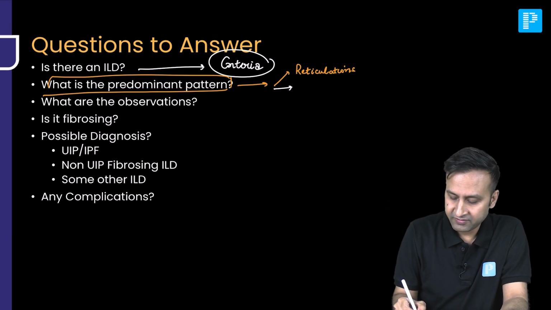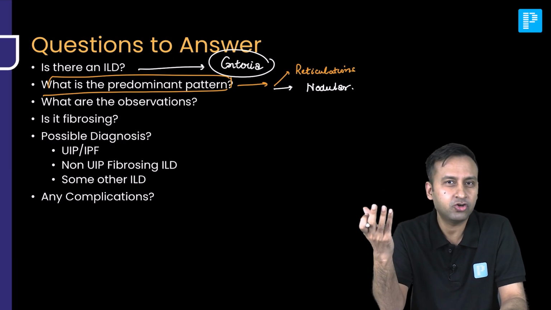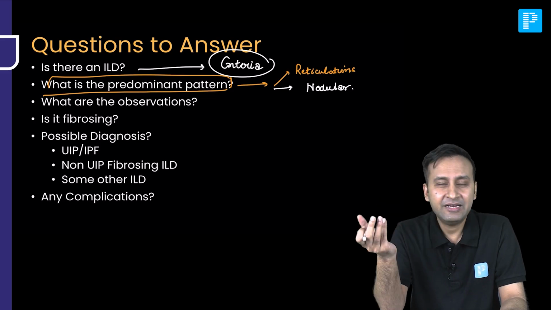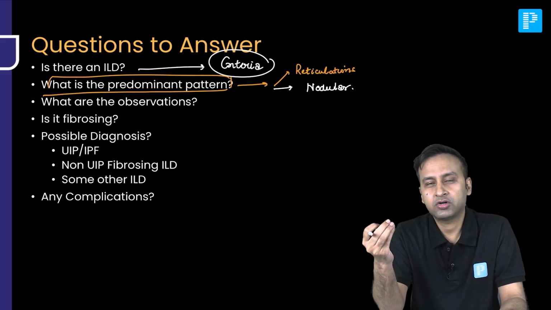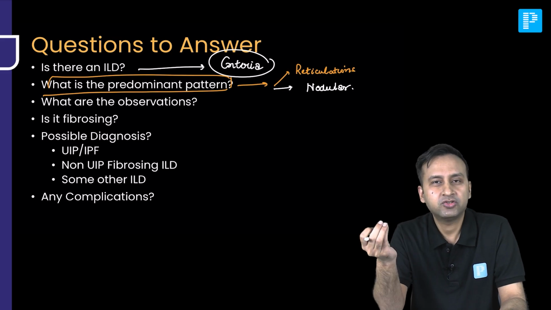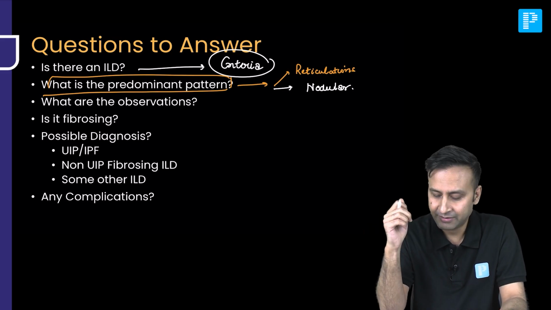Or there is a nodular pattern. We've already talked about various types of nodules. Just to revise once again, we've talked about centrilobular nodules, perilymphatic nodules and random nodules. Again, in terms of nodules, we've also talked about solid nodules and ground glass nodules and what is their significance. That is all what we're going to discuss when we discuss the different types of cases.